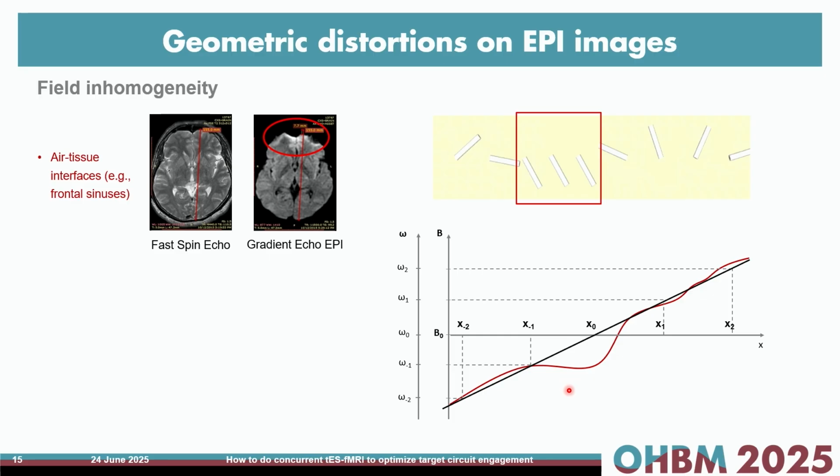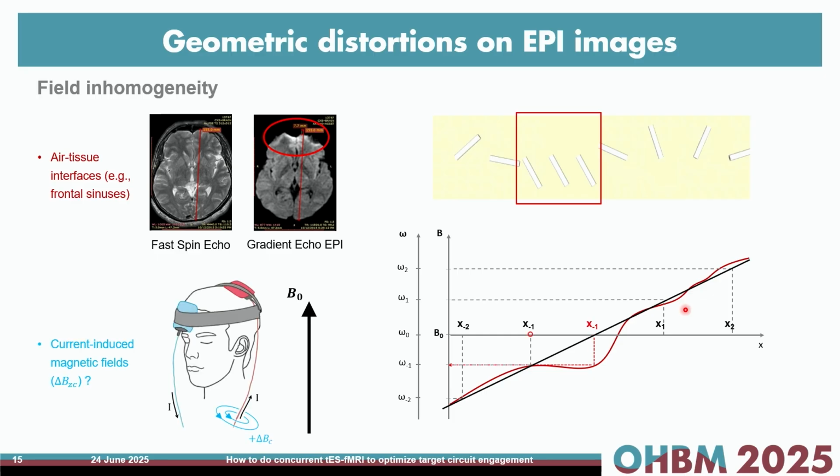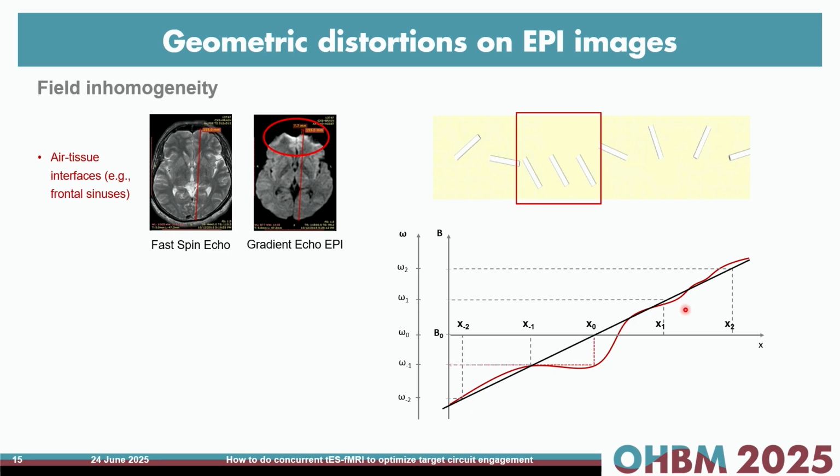And the problem here is the scanner doesn't know about this. The scanner thinks that we have a straight black line, and when it tries to assign positions based on this, it will make mistakes. So, as I show here, I can go back. It will try to use the lookup table created, and it will assign positions wrongly. And this is what causes geometric distortions in EPI images. So we have seen that these kinds of field gradients due to air tissue interfaces are quite strong and are capable of causing visible distortions.